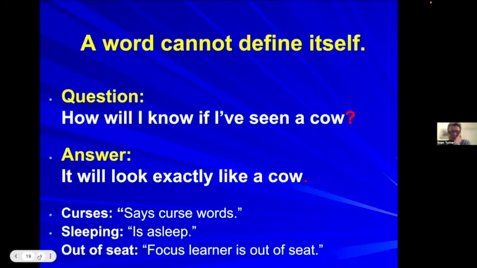How will I know if I've seen a cow? It will look exactly like a cow. Curses: says curse words. Sleeping: is asleep. Out of seat. Focused: learner is out of seat. Oh my gosh, this sounds redundant, and some of you might be rolling your eyes, but you'd be shocked. If you're communicating with your co-teachers, with your community, you can't just say it's a cow. You have to say what it looks like to be a cow.